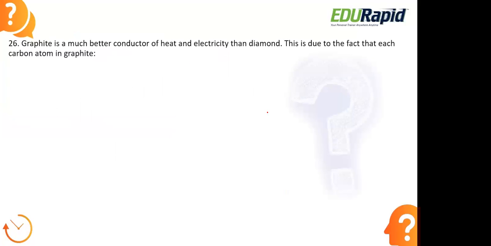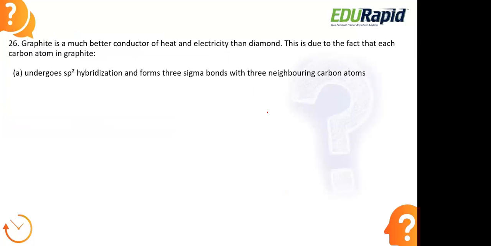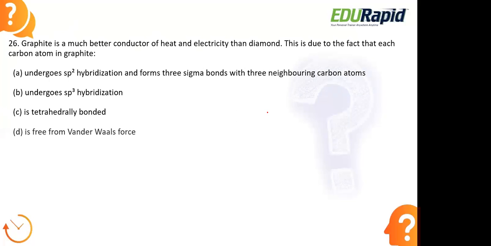Next question. Graphite is a much better conductor of heat and electricity than diamond. This is due to the fact that: each carbon atom in graphite undergoes sp2 hybridization and forms 3 sigma bonds with 3 neighboring carbon atoms; or it undergoes sp3 hybridization, is tetrahedrally bonded, or is free from van der Waals force.